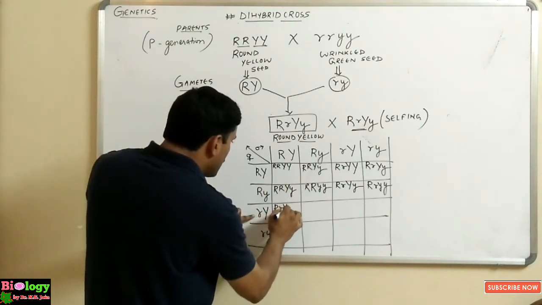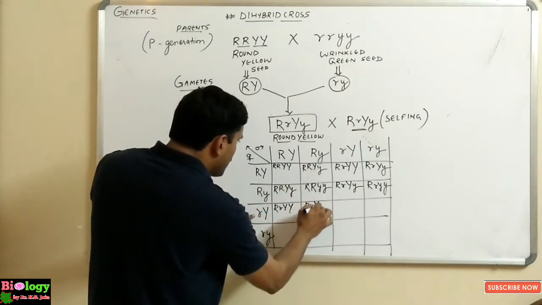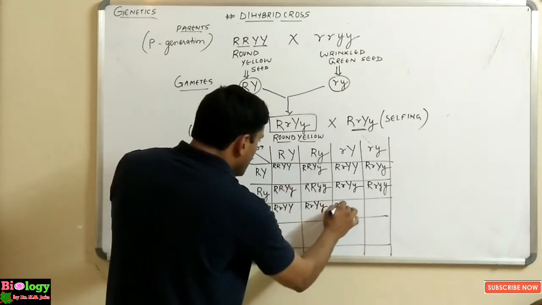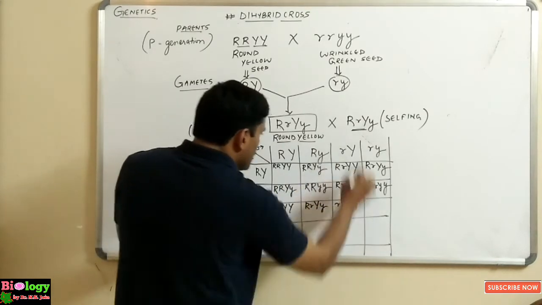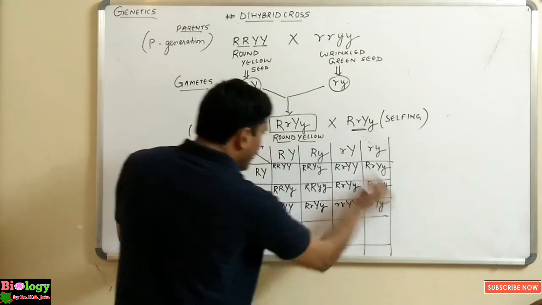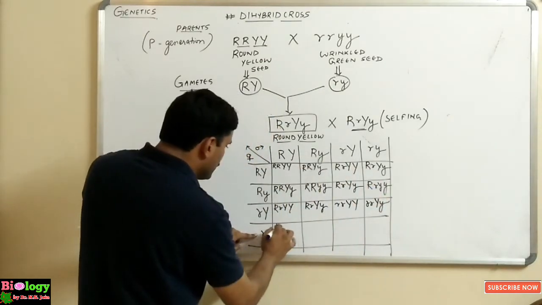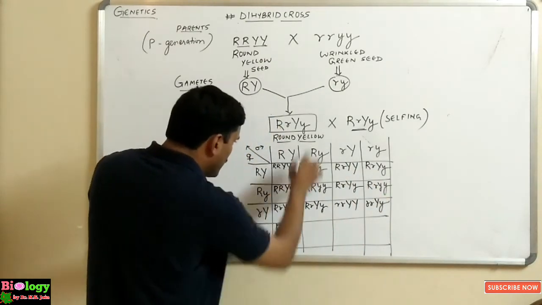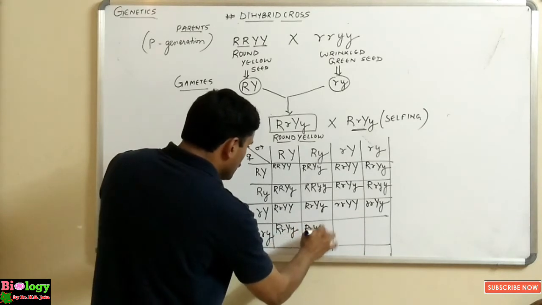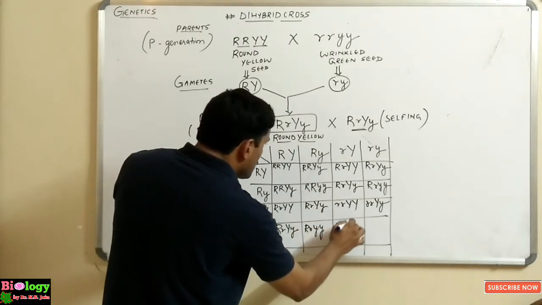Capital R, capital Y, capital R, capital Y, small y; this with this: small r, capital Y; this with this: small r, capital Y, small y; and this with this. In the same way I have done it. So this is our checkerboard.